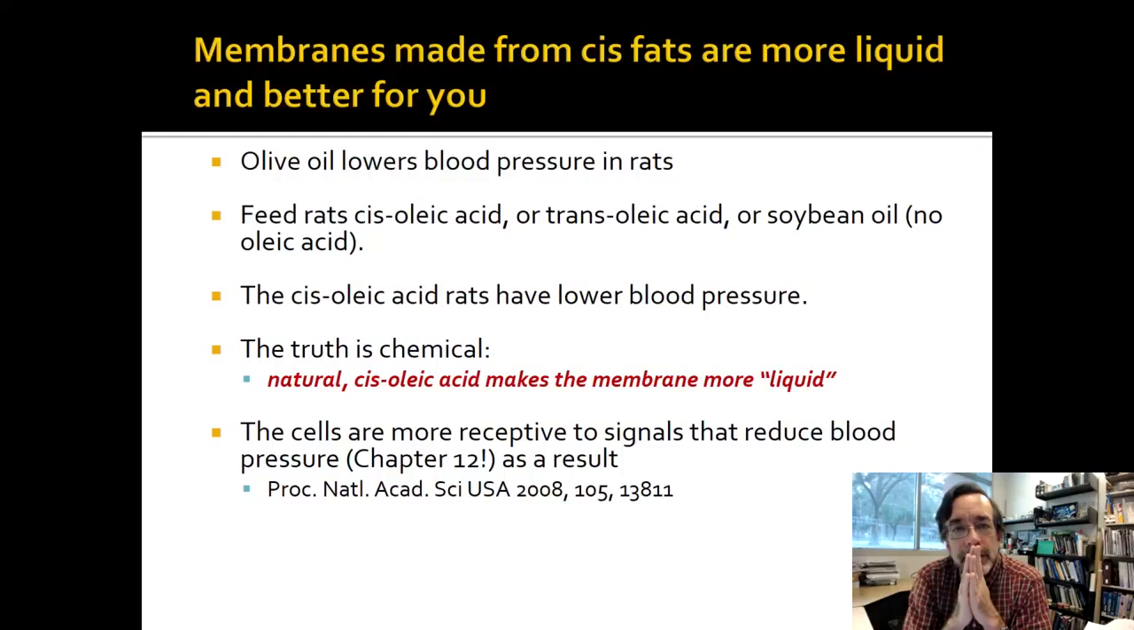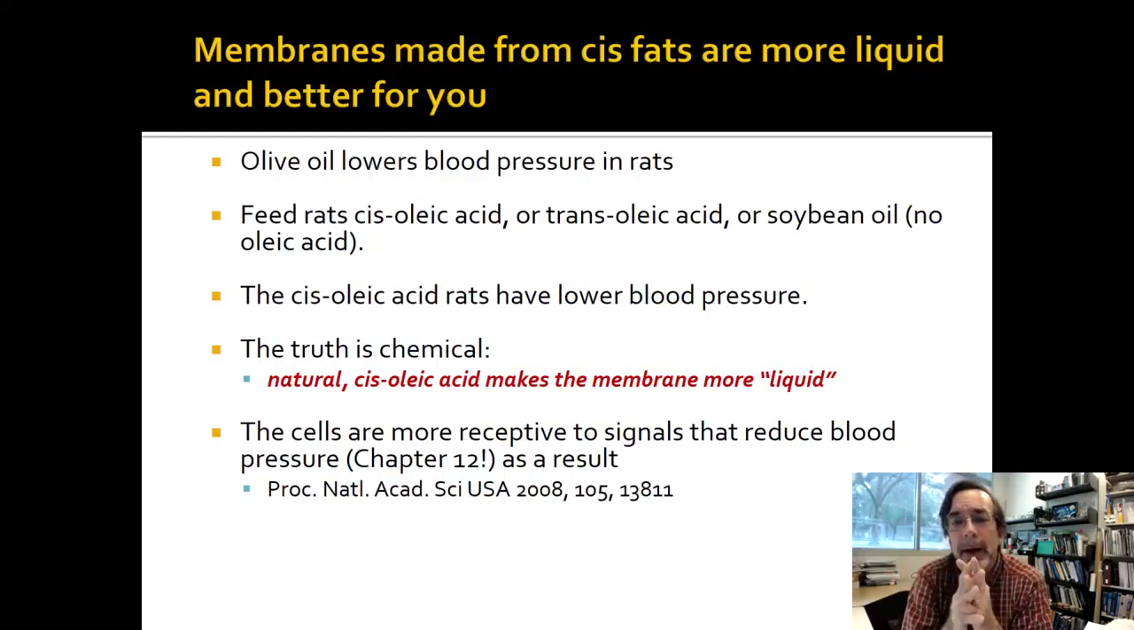And so this was actually used to explain some experimental results that were along the lines of giving olive oil to rats and asking what their blood pressure does. So they fed the rats cis oleic acid, or trans oleic acid in the olive oil, or soybean oil which had no oleic acid. And they found out that specifically the cis oleic acid rats had lower blood pressure. But the trans oleic acid rats had higher blood pressure, just from that one difference of eating more trans fats.